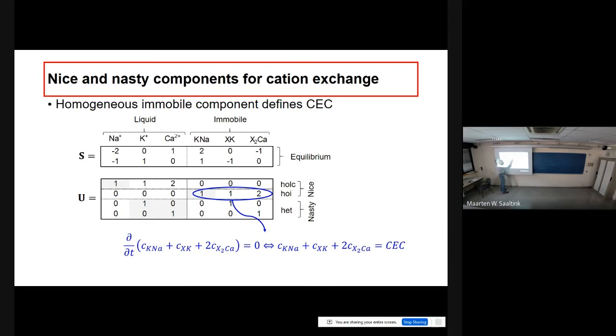adsorbed sodium plus adsorbed potassium plus 2 times the adsorbed calcium. And this is actually what we usually call the cation exchange capacity. So actually, the cation exchange, which we usually assume is constant, it doesn't change, but actually it is a sort of immobile component that we can deduce.